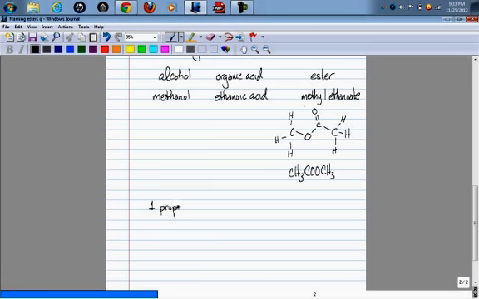Let's say the alcohol is 1-propanol. You need the 1 to indicate that the OH group is at the end of the carbon chain. There is such a thing as 2-propanol. And let's say our organic acid is butanoic acid, a 4-carbon organic acid. Therefore, our ester will be called 1-propyl butanoate.